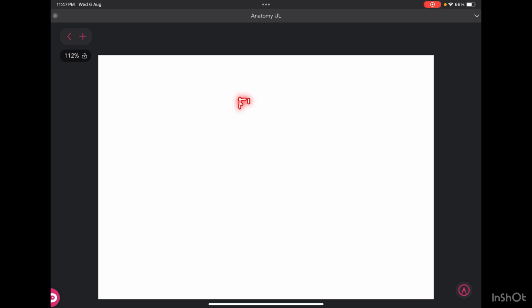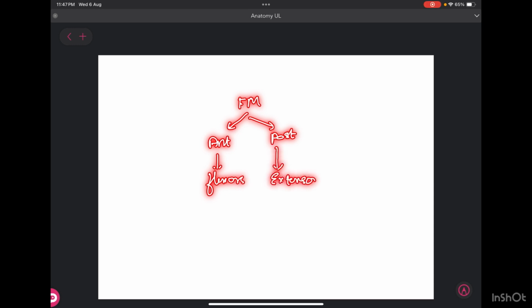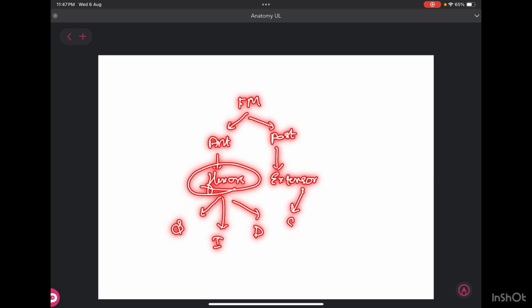So these are the forearm muscles. They are divided into an anterior compartment and a posterior compartment. The anterior compartment muscles are called flexors, and these are the extensors of the forearm. The flexors are again divided into superficial, intermediate and deep layers, and the extensors are divided into a superficial and a deep layer.